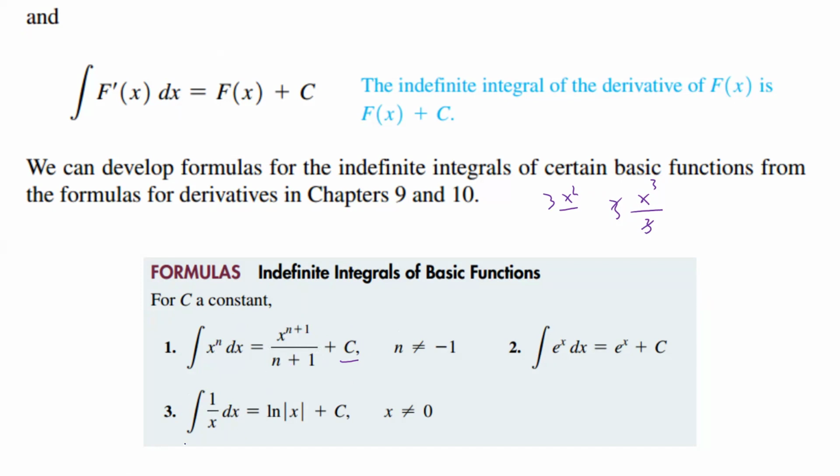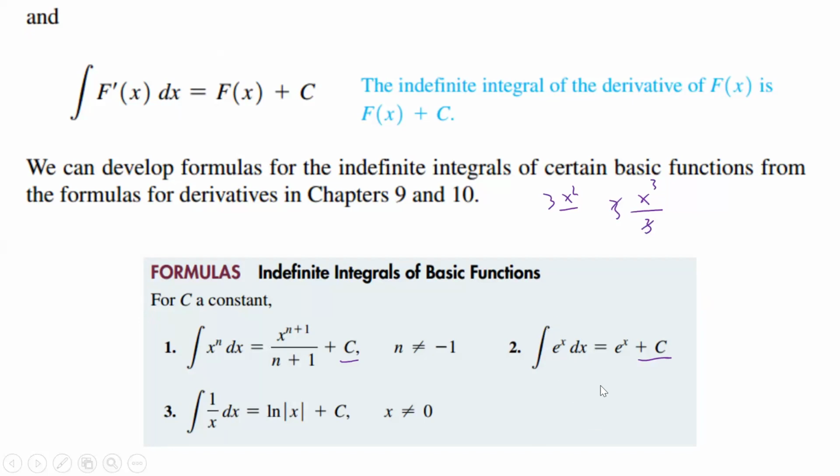What about the integral of 1 over x dx? That's going to be ln of the absolute value of x plus c, and we'll see on the next slide what that really means. Here, x cannot equal 0 because we can't divide by 0, and we also can't take the ln of 0. And the integral of e to the x dx is going to be e to the x plus c. If we take the derivative of e to the x, we get e to the x. So it goes the same way, but now we have this constant added on to the end after we take the indefinite integral.